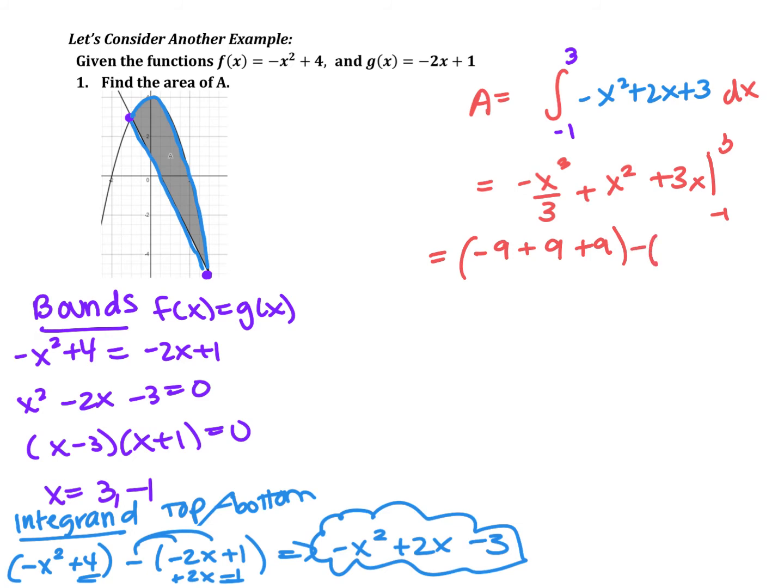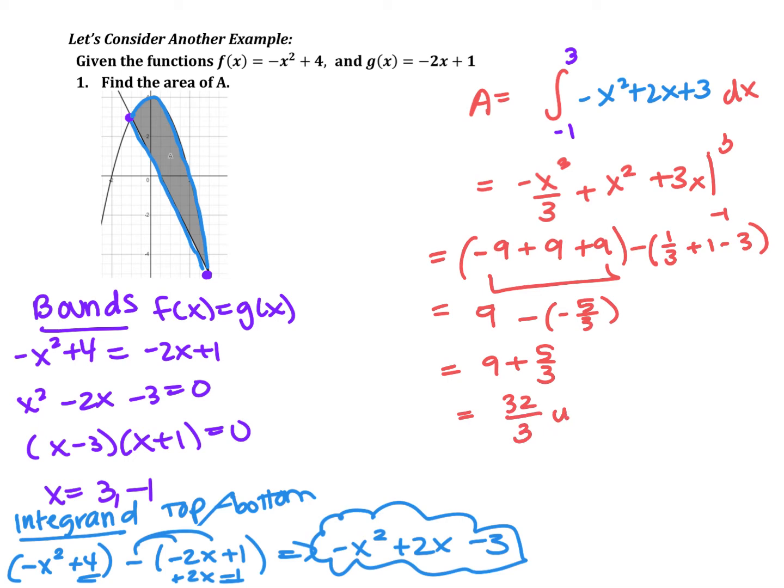Minus, if I plug negative 1 in, I'm going to get 1/3 plus 1 minus 3. And then we're going to go ahead and simplify this. This whole thing is going to become 9 minus... Over here, we're going to get negative 2 plus a third, so that's going to be negative 5/3. And if we combine these, we're going to end up with 32 over 3 units squared.